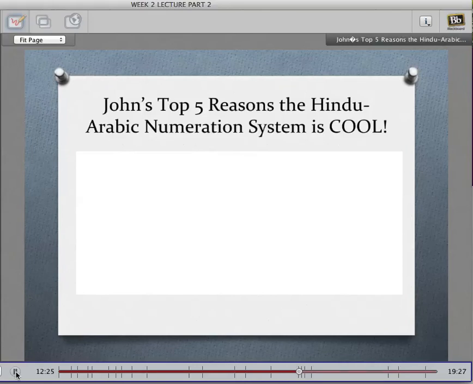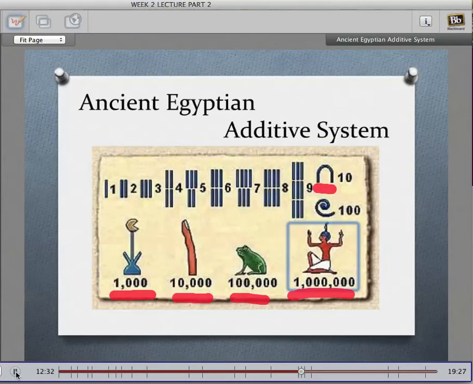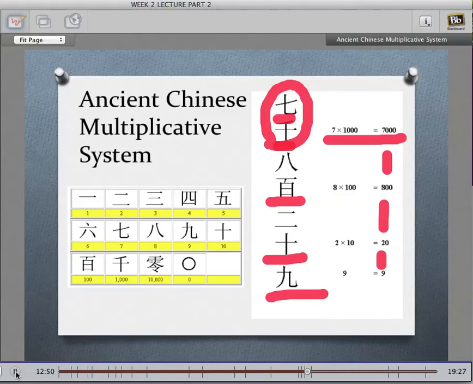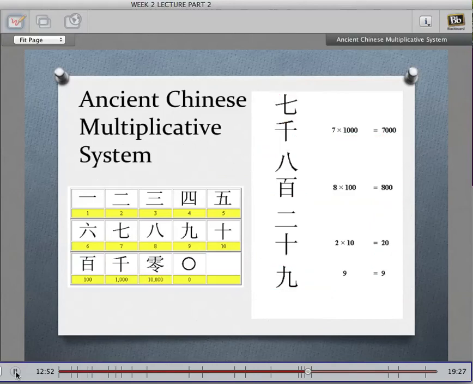So you've seen an Egyptian system. Looks like this. A number looks like this. You've seen the Chinese system, where a number is written vertical. Looks like this.